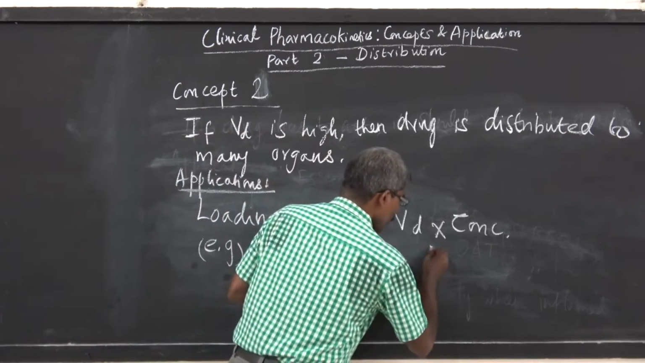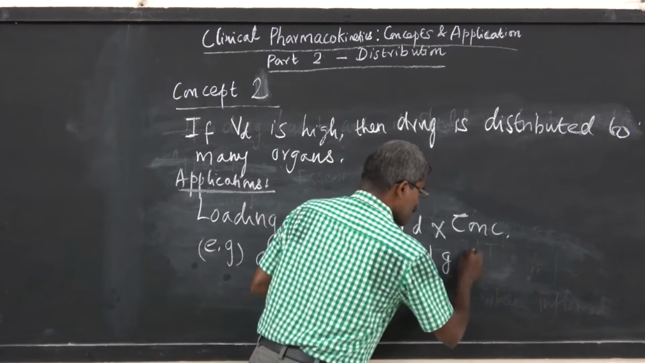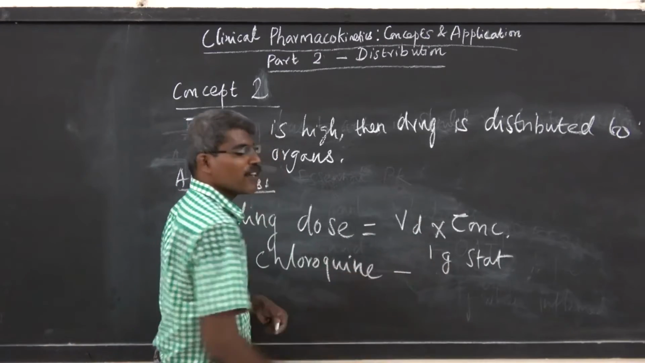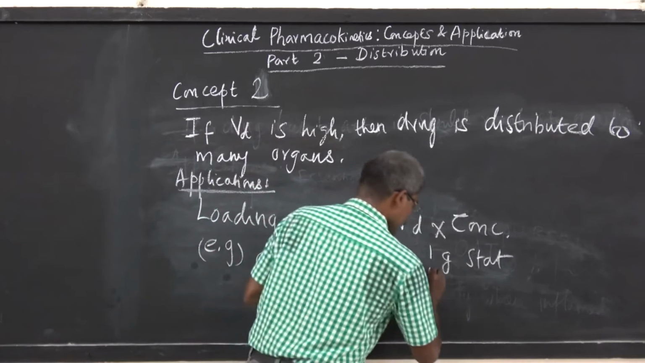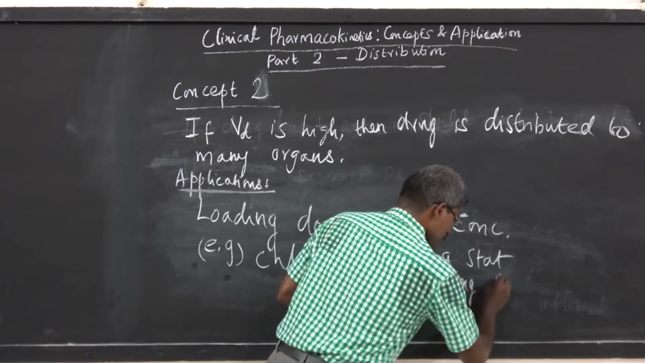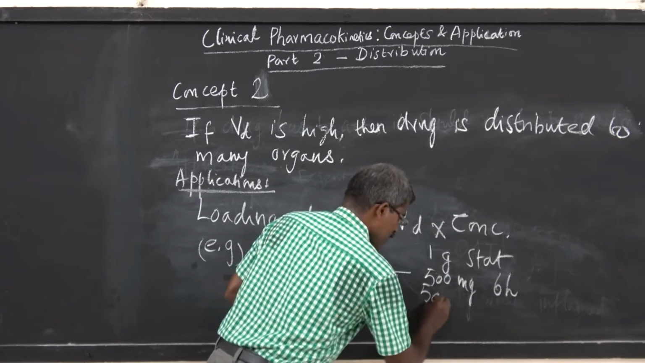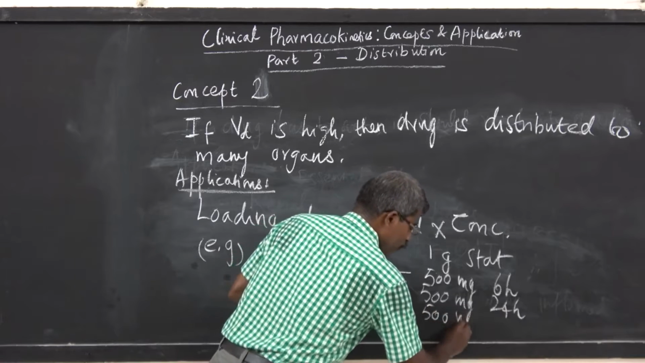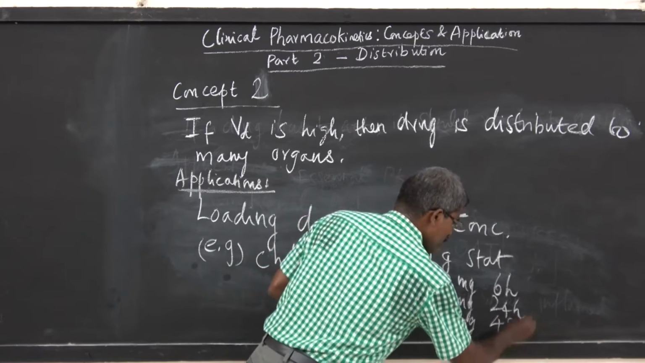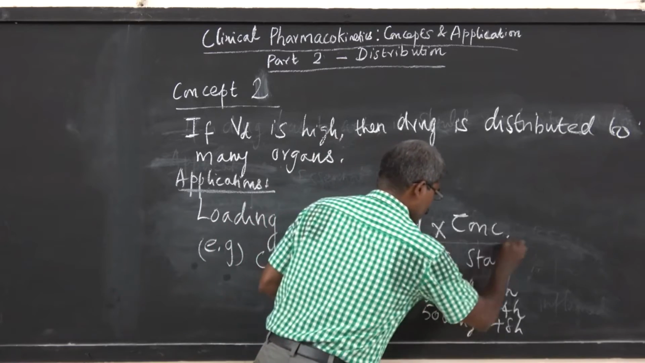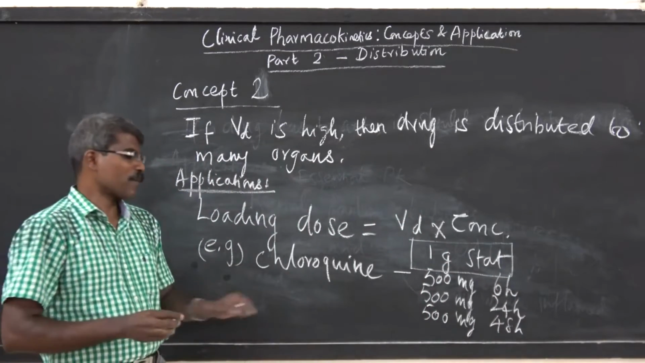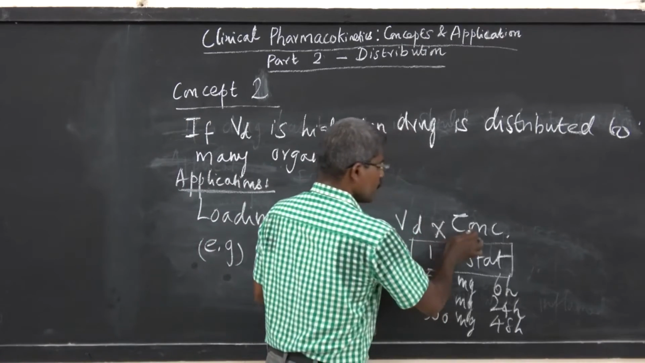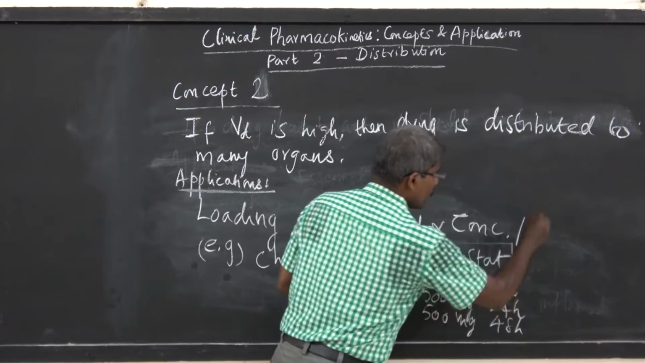If you look into chloroquine phosphate, 1 gram stat. So we give an initial dose of 1 gram chloroquine phosphate. Then at 6 hours we give another 500 milligram, then another 500 milligram at 24 hours, and another 500 milligram of chloroquine phosphate at 48 hours. This is the loading dose. Please remember that if you are going to give an oral loading dose, it is volume of distribution times target concentration divided by oral bioavailability.